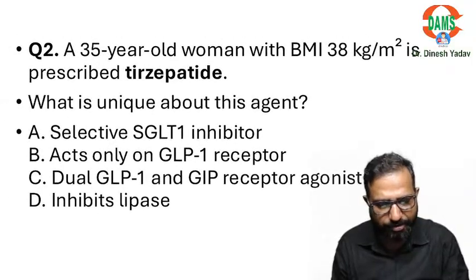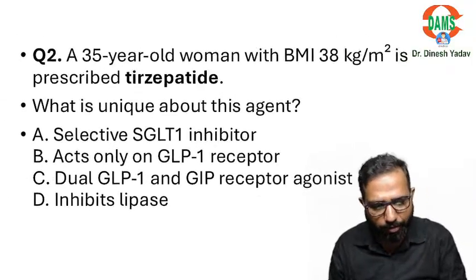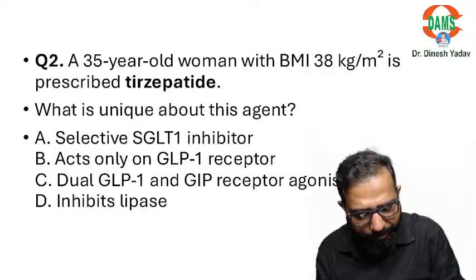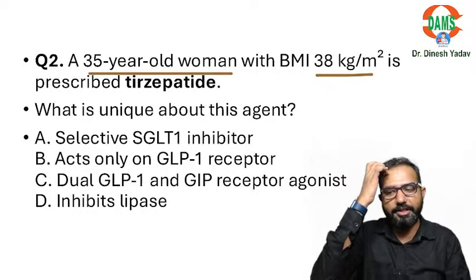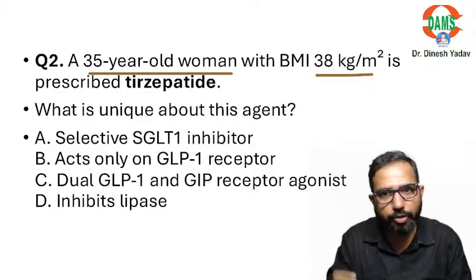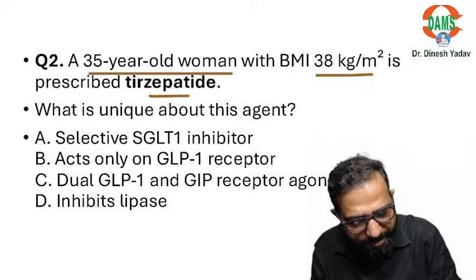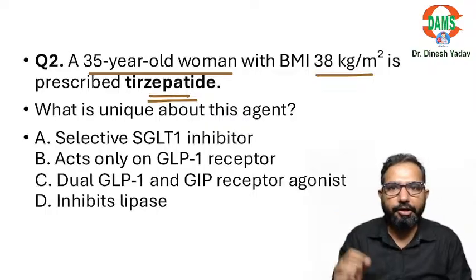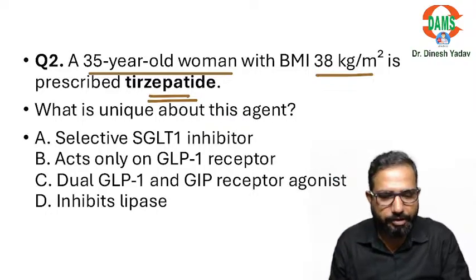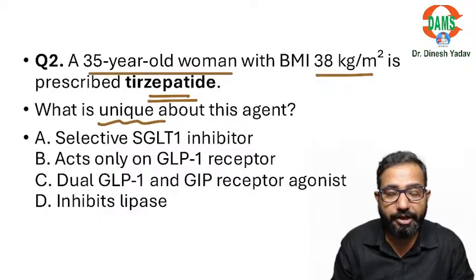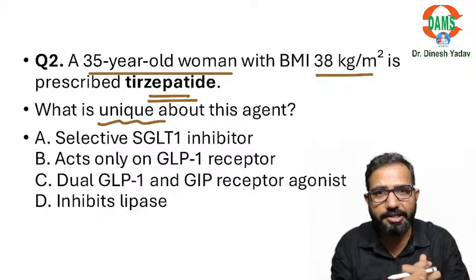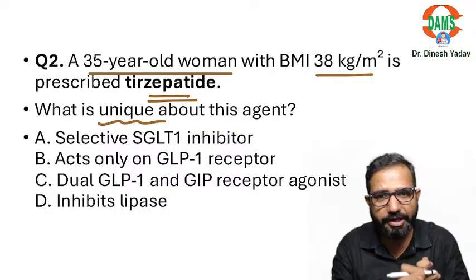A 35-year-old woman with a body mass index of 38. So you can see the patient is obese. She is prescribed tirzepatide. What is unique about this agent? Is it a selective SGLT1 inhibitor? In pharmacology, don't forget the mechanism of the drugs. Don't forget the important adverse effects.